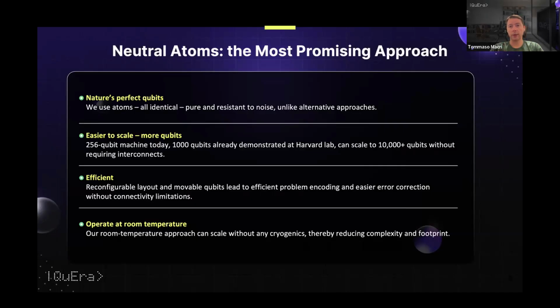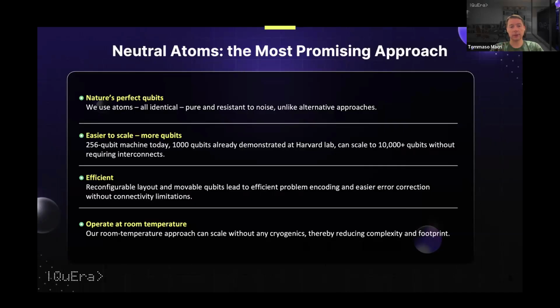Moreover, there are certain capabilities that make these systems particularly efficient in terms of reconfigurability of their layout, not only from shot to shot, but also during the computation, in such a way that we can encode the problems efficiently and perform quantum error correcting codes or algorithms without many limitations related to a fixed topology or fixed connectivity.